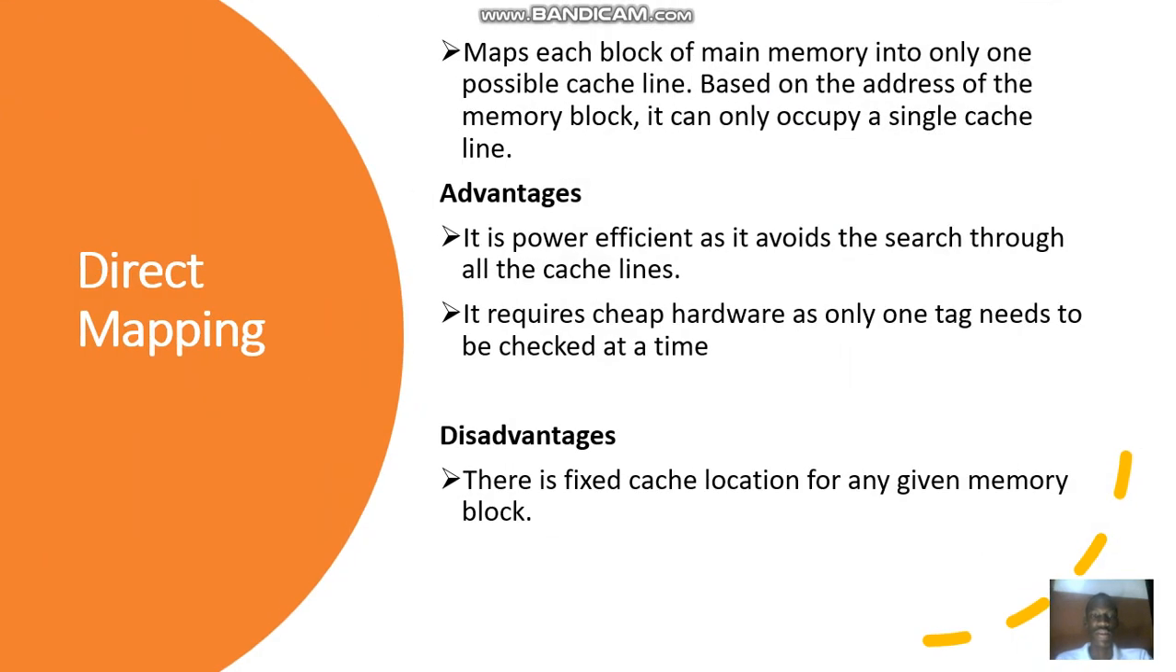The first mapping function I'm going to talk about is the direct mapping, and this maps each block of main memory into only one possible cache line. Based on the address of the memory block, it can only occupy a single cache line. And the advantages of direct mapping: it is power efficient as it avoids the search through other cache lines. It requires cheap hardware as only one tag needs to be checked at a time. And the disadvantages of direct mapping: there is a fixed cache location for any given memory block.